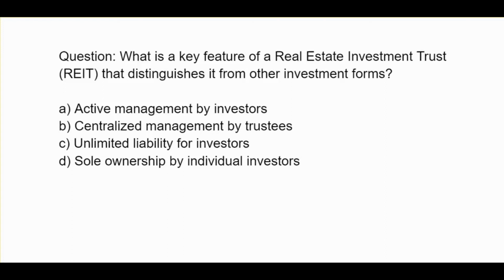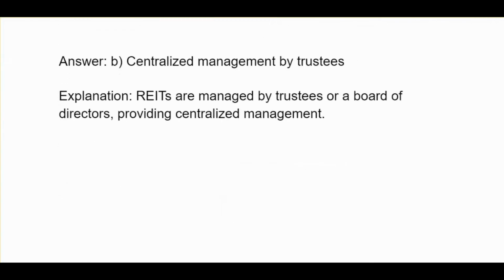What is a key feature of a real estate investment trust that distinguishes it from other investment forms? A, active management by investors. B, centralized management by trustees. C, unlimited liability for investors. D, sole ownership by individual investors. B, centralized management by trustees. REITs are managed by trustees or a board of directors providing centralized management.